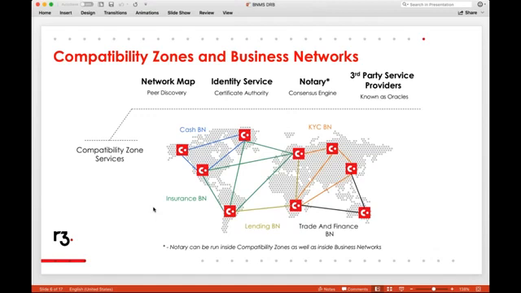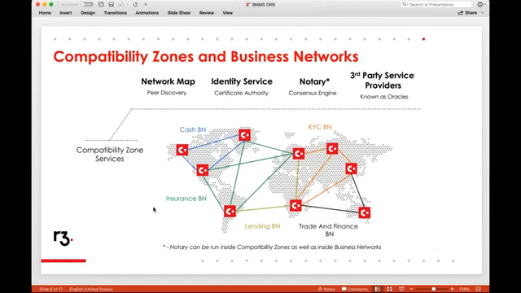So for the business networks to be able to interact with each other, they would have to be within the same compatibility zone. So as Mike mentioned, the different compatibility zones cannot interact with each other because they're not necessarily compliant with the technical standards of each other. So is it pragmatic? Is it what's happening today?